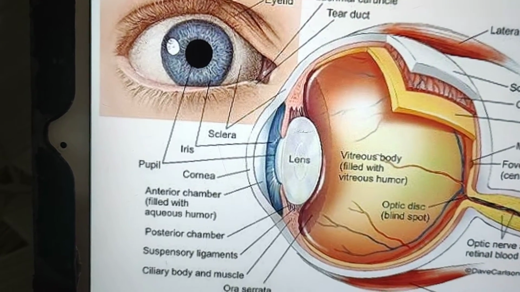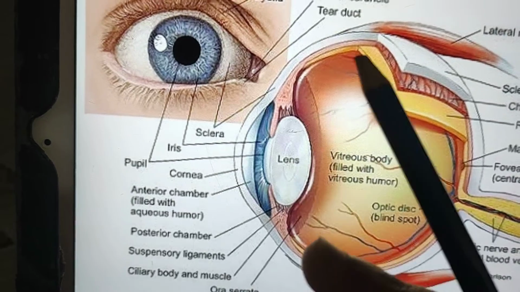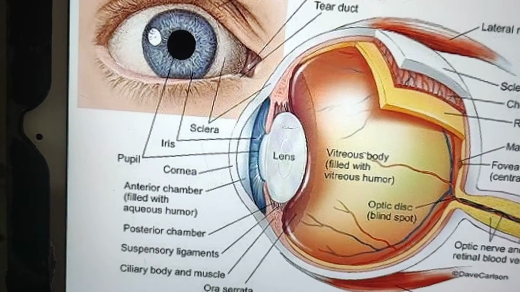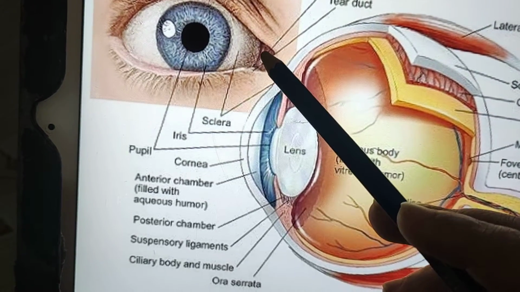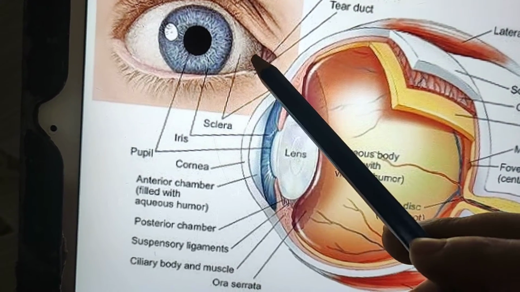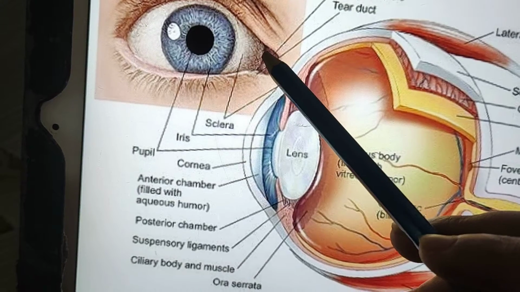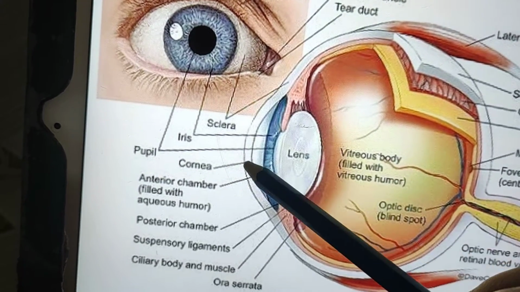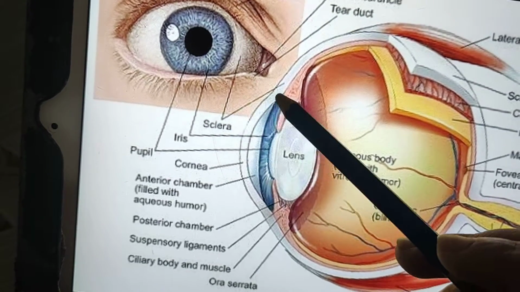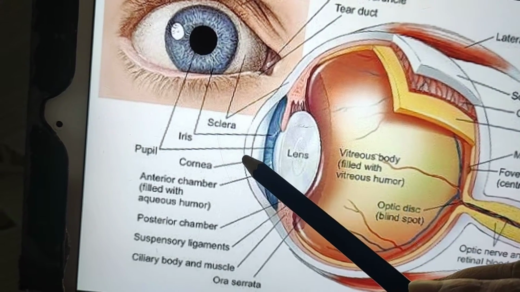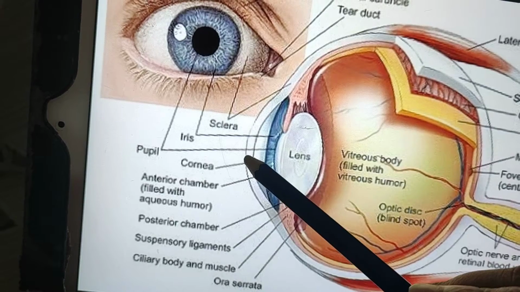and the very transparent and shiny layer in front of the sclera is called cornea. Okay, in front of the sclera here the cornea is located. Look at here, it is cornea, very shiny part, it is called cornea. This is called cornea.